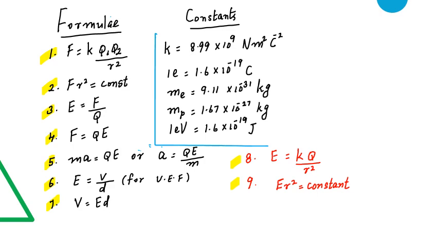Equation for electric field strength due to a radial field. If you want to know the strength of a radial electric field, which is a distance r away from the source charge q, E is equal to kq over r squared. And this is also obeying inverse square concept. Hence, E r squared is also a constant. And you can find the constants also: Coulomb's constant, charge of an electron, mass of the electron, mass of the proton, and conversion of electron volts to joules.